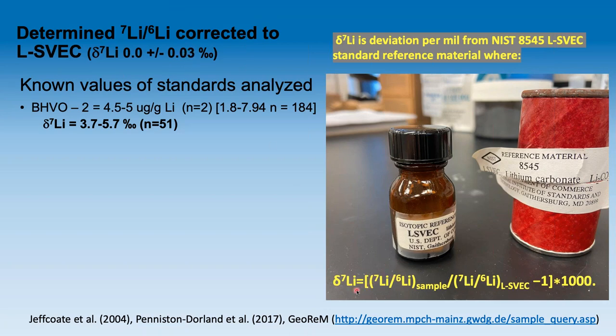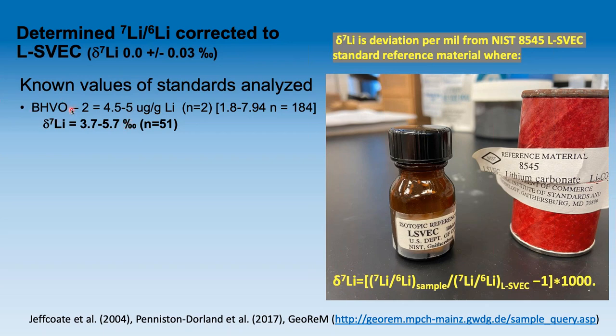And here's that equation that I was talking about. The del lithium 7 is the ratio of lithium 7 to 6 for the sample divided by this LSFAC standard, minus 1, times 1,000. It's very similar to the equation that we normally see for del notation for our stable isotopes.